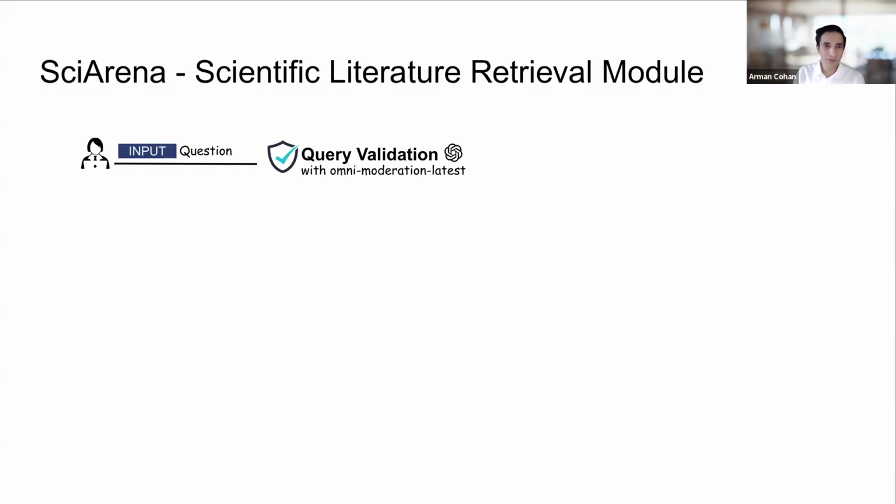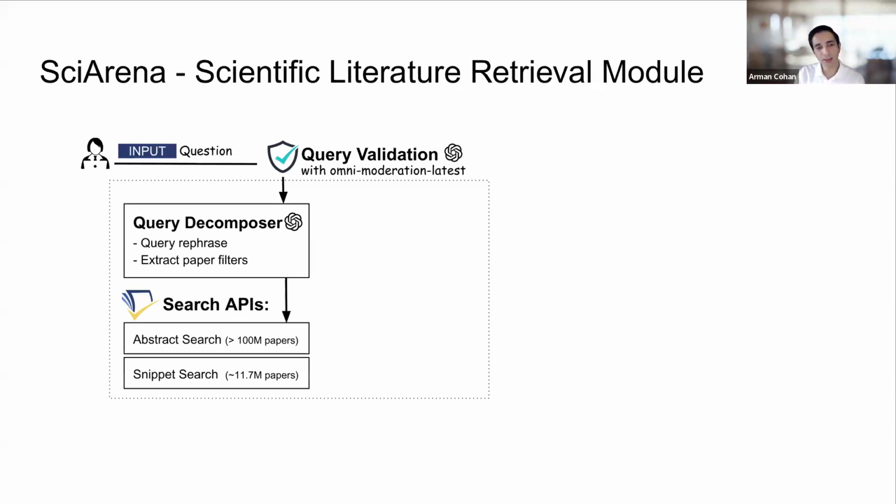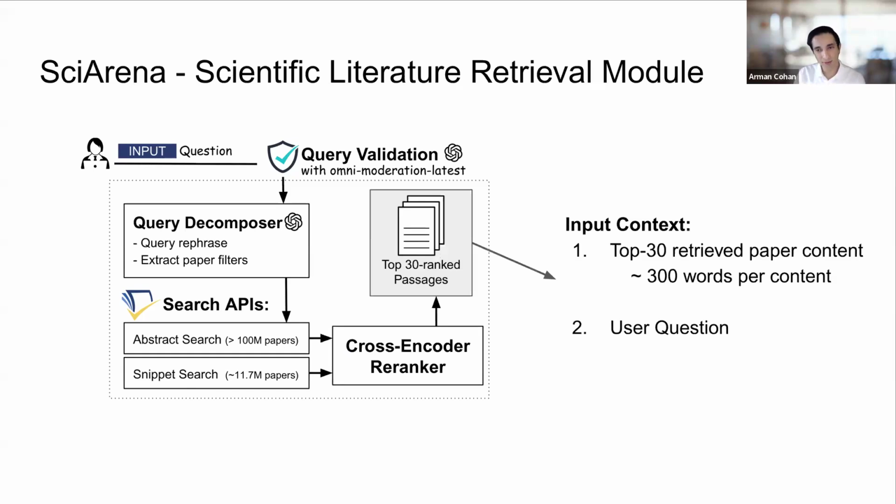This involves a simple query validation step to make sure that the query is scientific. Then we have a query decomposer, which rephrases the query and extracts some subqueries out of it, and then issues these into search APIs for Semantic Scholar. Importantly, in addition to just abstract search, it also does a full text search, which allows us to get more detailed information. Then these are fed into a re-ranker, and we select the top 30 retrieved passages and give them to the LLM.